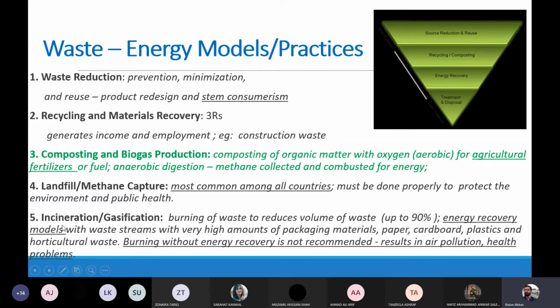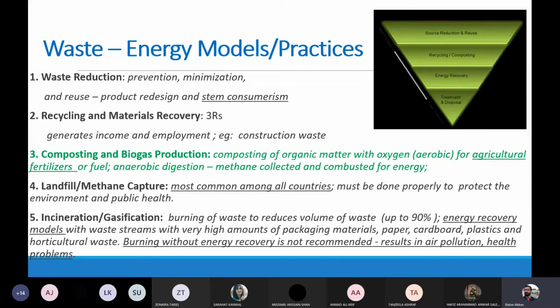Similarly, if you are left with some solid waste, which is dried waste, you can send it to the gasification plant or the incineration setup, where the burning of the waste reduces the volume of waste by up to 90%. In the energy recovery models, waste streams with very high amounts of packing materials like paper, cardboard, plastics, and horticultural waste can be used in these processes. And burning without energy recovery is not recommended, because it results in air pollution and health problems.